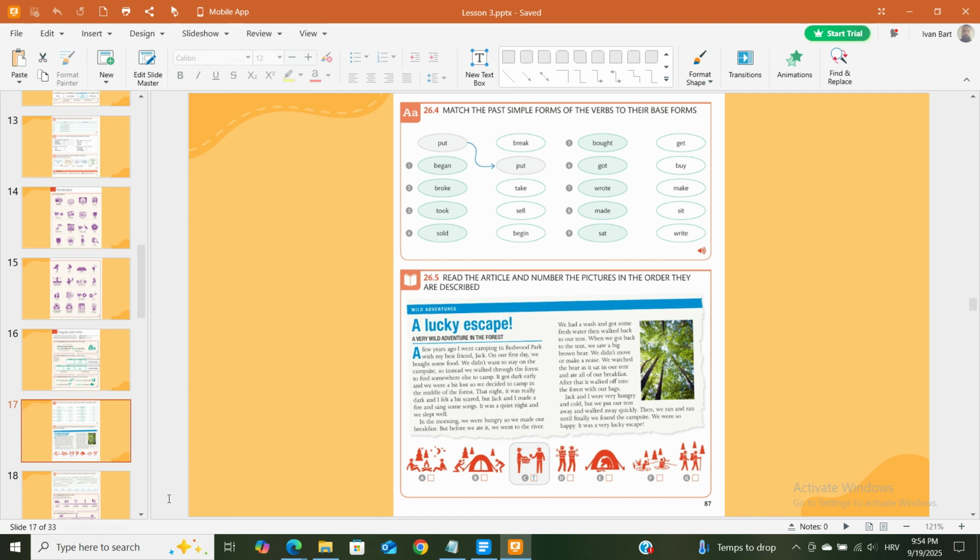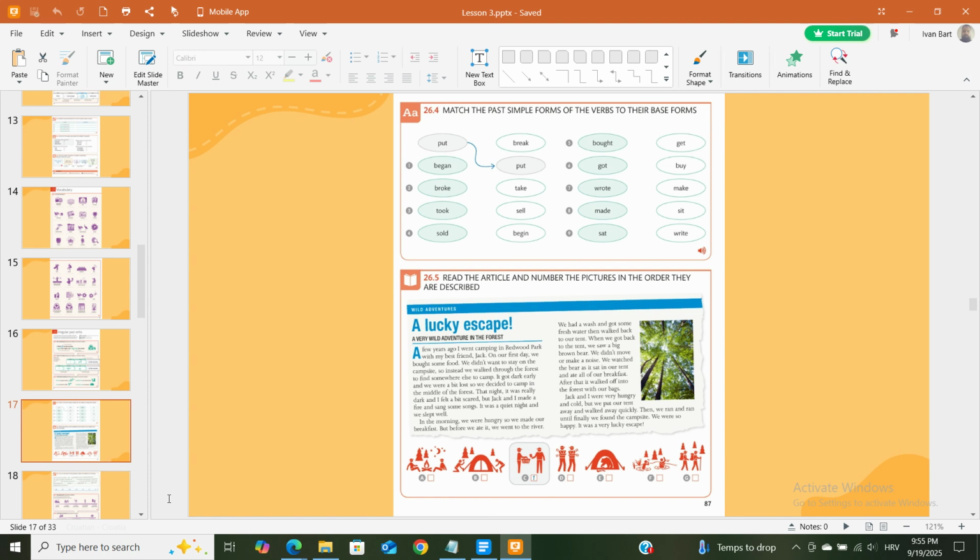Wild adventures. A lucky escape. A very wild adventure in the forest. A few years ago I went camping in Redwood Park with my best friend, Jack. On our first day, we bought some food. We didn't want to stay on the campsite, so instead we walked through the forest to find somewhere else to camp. It got dark early and we were a bit lost, so we decided to camp in the middle of the forest. That night, it was really dark and I felt a bit scared, but Jack and I made a fire and sang some songs. It was a quiet night and we slept well.